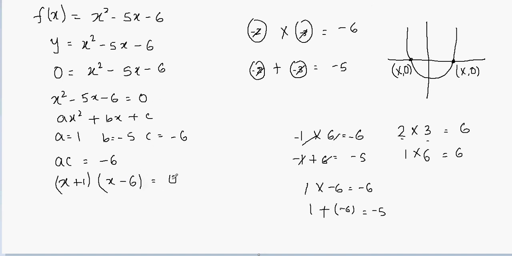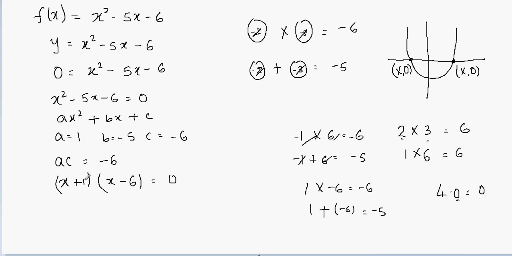Now I have to use the zero product property, which says that if the product of two quantities is equal to 0, then one of them has to be 0. Now let's take an example of this. 4 times 0 is going to be 0. Why is it 0? Because one of them is 0, right? So the product of these two quantities is 0 because one of them is 0.